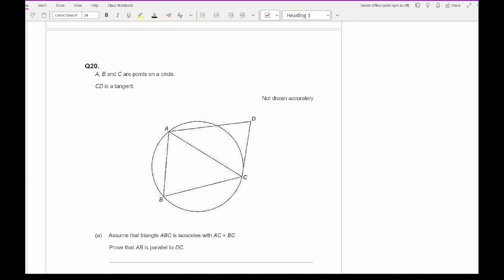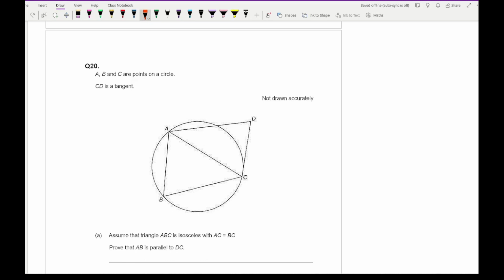So now let's have a look at question 20. Question 20 says that A, B and C are points on a circle, CD is a tangent, and it says to assume that the triangle ABC is isosceles with AC equaling BC. And the question is asking us to prove that AB is parallel to DC. Now with these questions, communication is really, really important. It's important that you include in your answer really good detailed content as to what you're assuming, what you're using and what you're finding. So let's first of all mark what the question has told us.